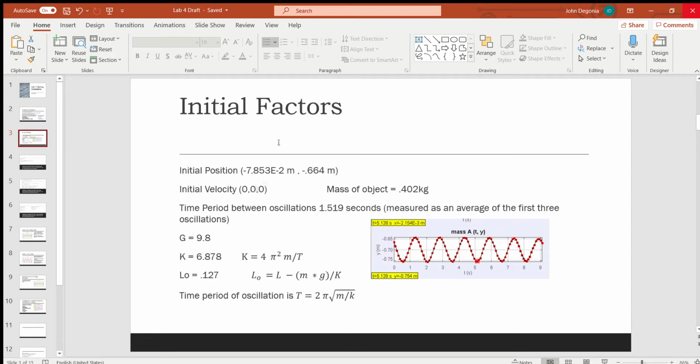So initial factors, we've got initial position, initial velocity, mass of object, gravity. These are all given to us from the start. And then we take our time period to be 1.519 seconds. That's our y oscillation measured as the average of the first three. And then from that, we extrapolate k using the equations you've already seen before, and then get our L.